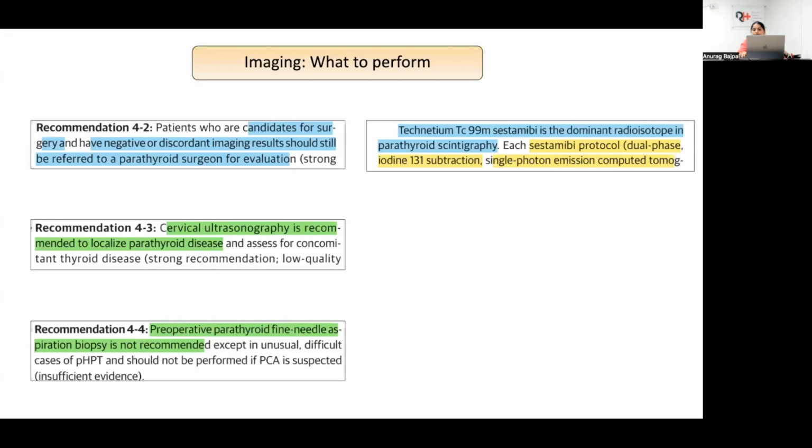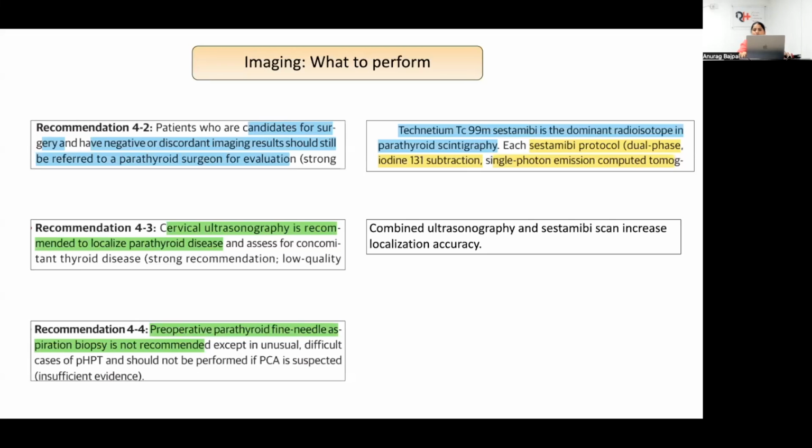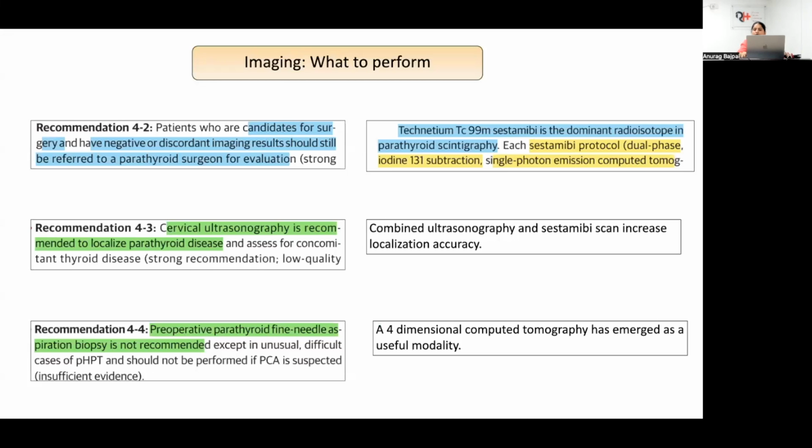The technetium sestamibi scan is the dominant isotope in parathyroid scintigraphy, and each protocol, dual-phase or iodine-131 subtraction, that is, including the thallium dye in this protocol, is a useful modality. Combined ultrasonography along with the sestamibi scan increases the localization accuracy, and four-dimensional computed tomography has emerged as a useful modality.